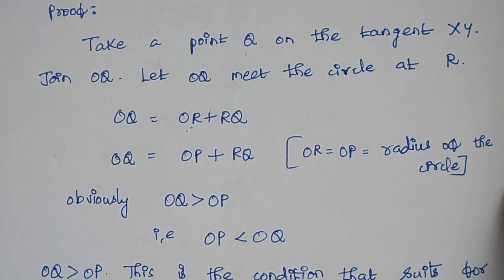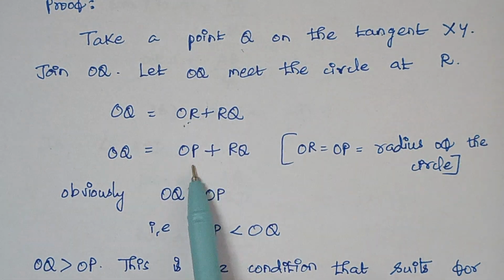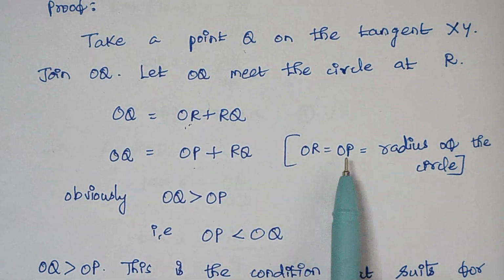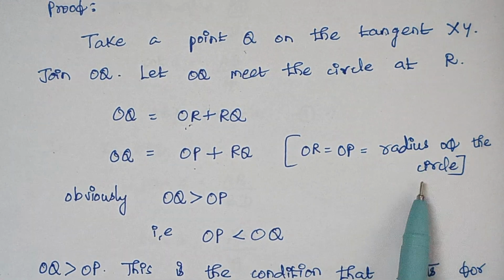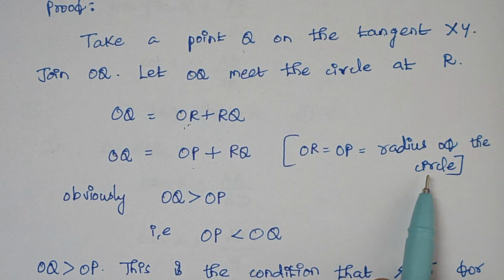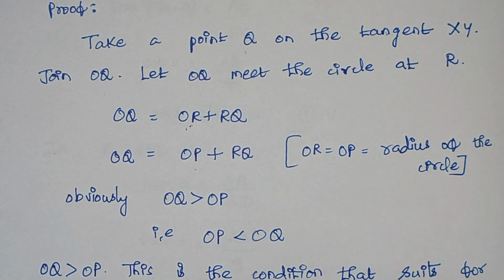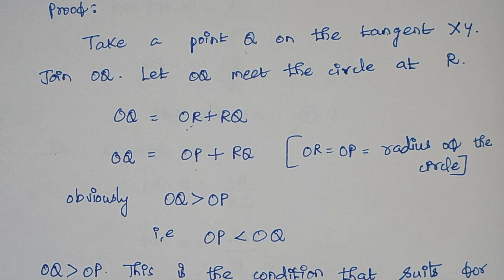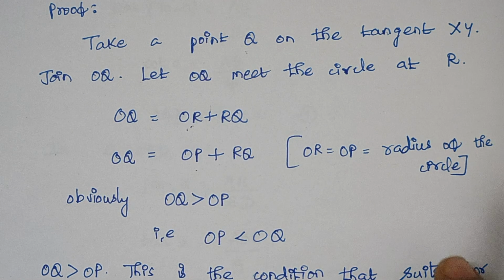So you see, I have replaced OR by OP because OR is equal to OP. Why? Because they are the radius of the circle, right? Now, again we have to look back at the diagram and check the dimensions.